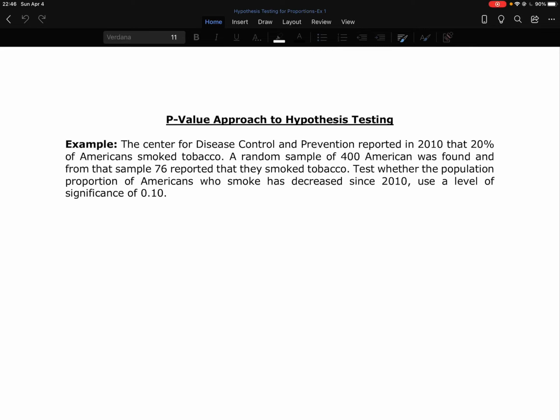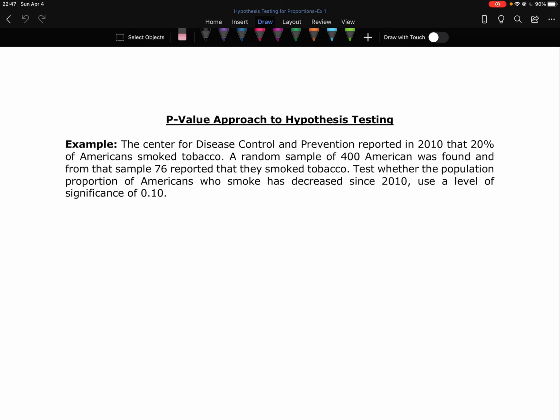All right, and here's our first example on how to use the p-value approach to a hypothesis test. So this example reads, the Center for Disease Control and Prevention reported in 2010 that 20% of Americans smoke tobacco. A random sample of 400 Americans was found, and from that sample, 76 reported that they smoked tobacco. Test whether the population proportion of Americans who smoke has decreased since 2010. Use a level of significance of 0.10.